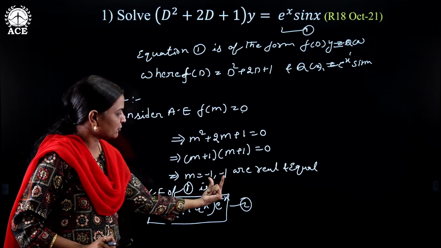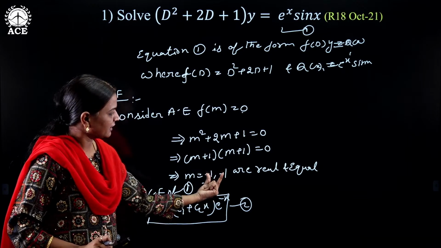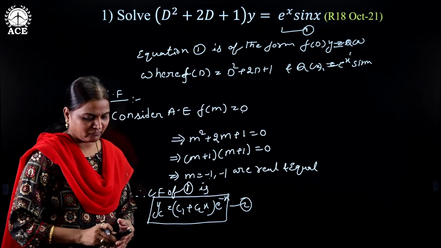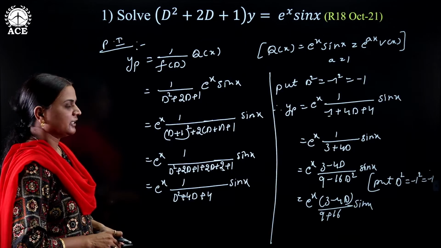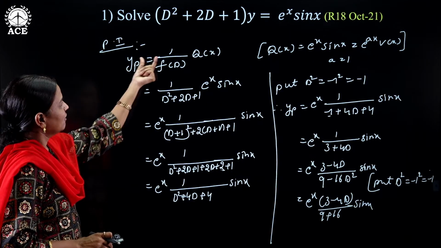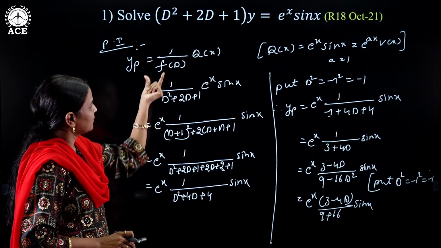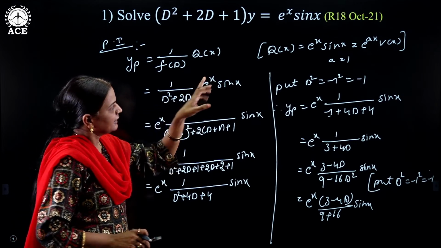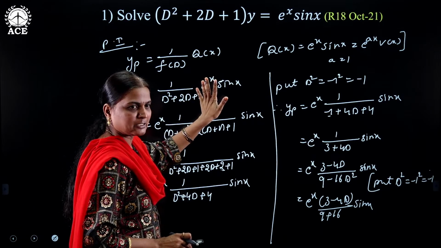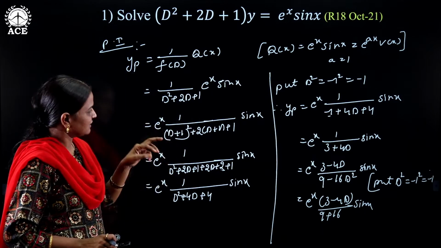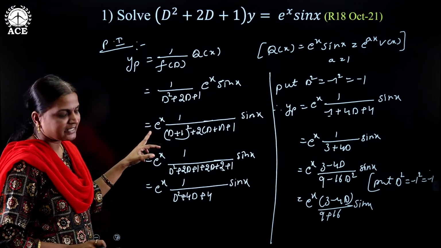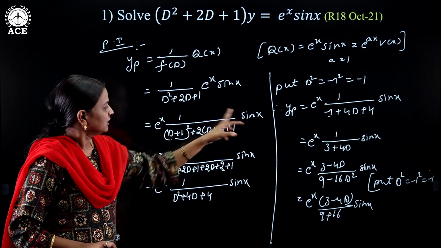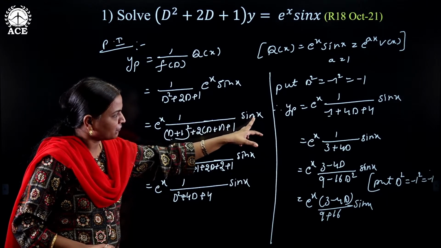Here, what is the nature of the roots? Roots are real and equal. When the roots are real and equal, this is the complementary function: c1 plus c2 x into e power minus x. Next one is the particular integral. What is the particular integral definition? 1 by f of D into Q of x. Now substitute the given terms: 1 by D square plus 2D plus 1 into e power x into sin x. Now here one function is multiplied with an exponential, so apply the fourth method. What is the fourth method? Take e power x to the left side and replace every D with D plus 1 in f of D, and operate this 1 by f of D plus a on sin x.